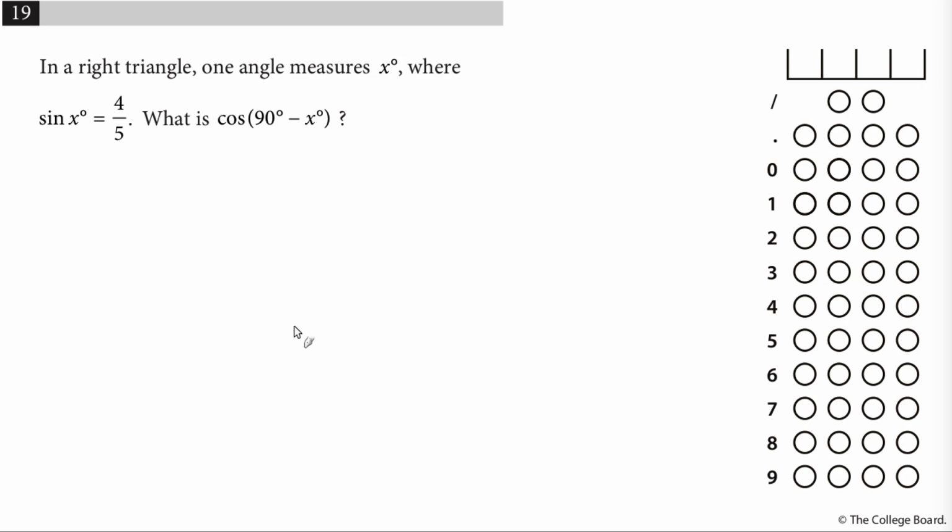Okay, this one, give it a shot. So this one is probably one of the easier problems on here if you know what you're doing. In a right triangle, one angle measures x degrees where sine of x degrees is 4/5. What's the cosine of 90 degrees minus x degrees? So this is basically called the cofunction identities.